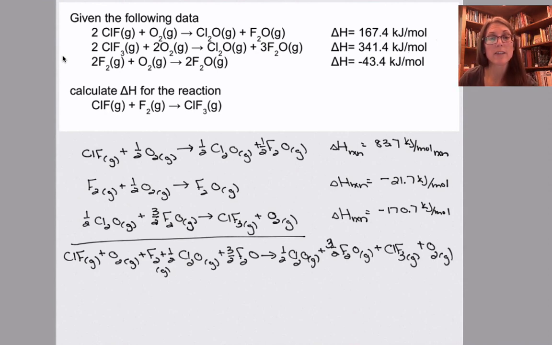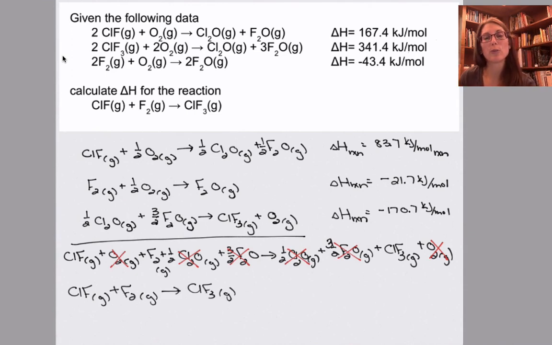And then once we've done that, we're going to look for things that are both on the left and the right side that we can cancel out. I see 1 mole of oxygen gas on both the left and the right side. Similarly, I see 3/2 mole of F2O on the left and the right side, and half a mole of Cl2O on the left and the right side. And yes, folks, what's left is our target equation.